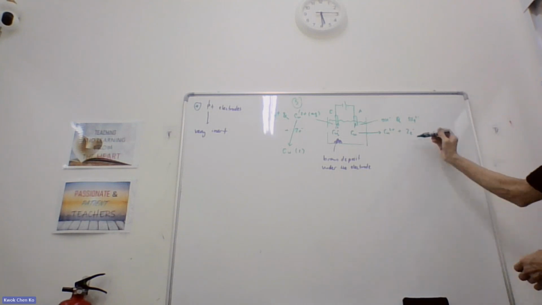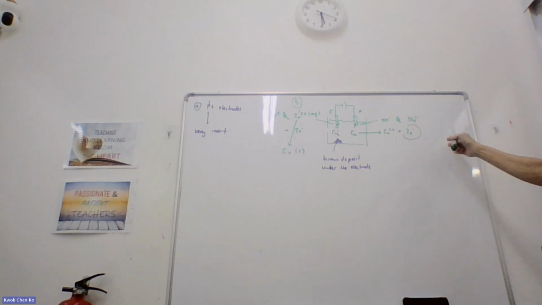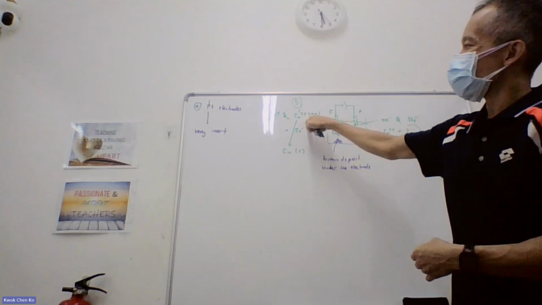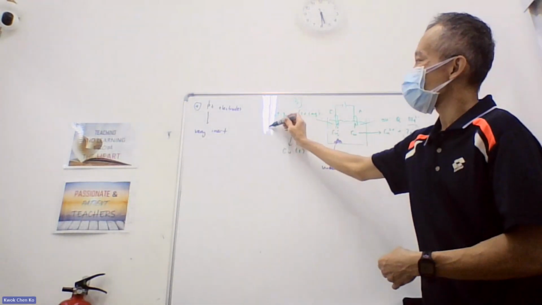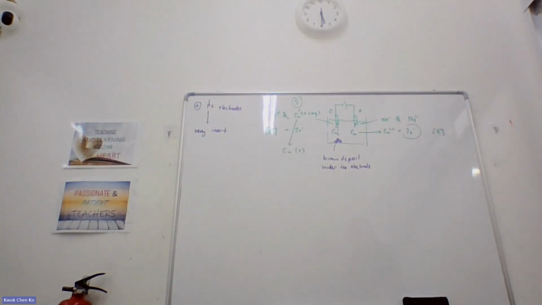Oh, lastly, if you see electrons on the right, it means it's an oxidation. This one, electrons on the left, it means reduction. That is one way I differentiate.